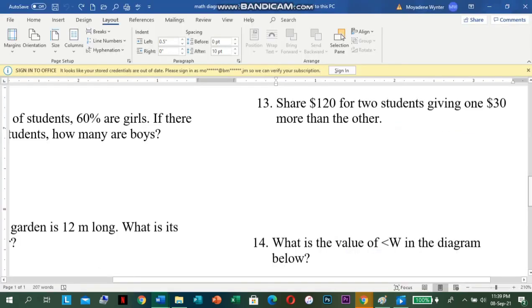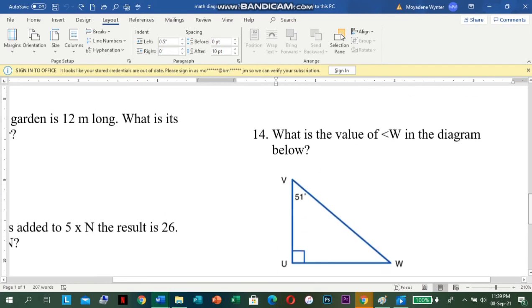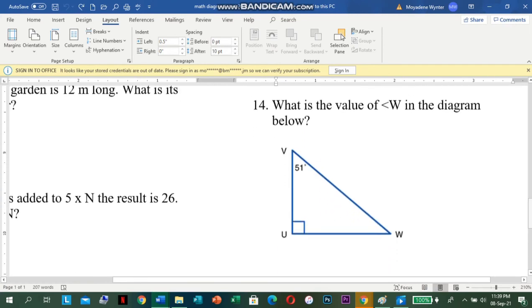All right. So we are at the last question. It says, what is the value of the angle W in the diagram below? This side means angle W. So what is the value of the angle in the diagram below?